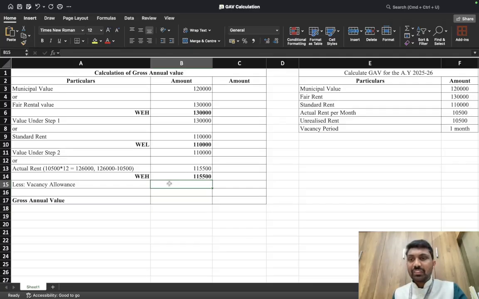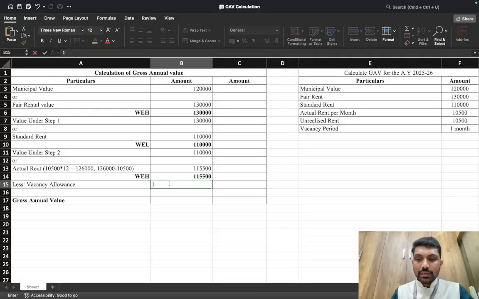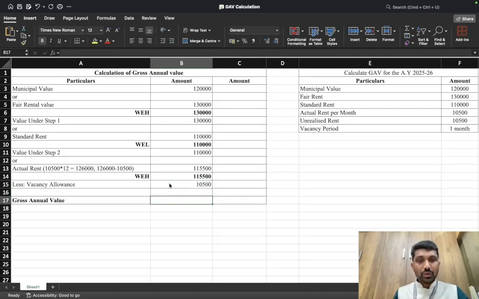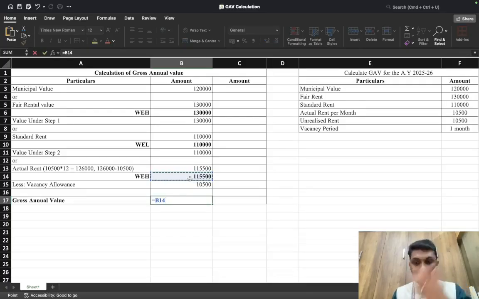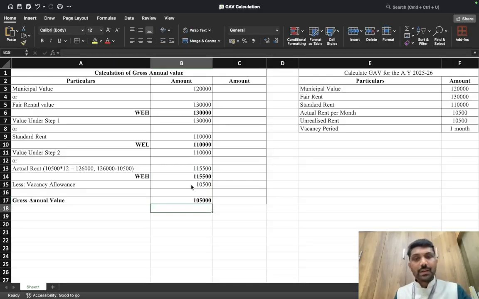So in this question, a vacancy period of 1 month is given. So 1 month rent we can minus over there. That will be 10,500. And what is the final answer, gross annual value? From the top value we have to minus the vacancy allowance, and whatever answer we are getting, it is coming around 1,05,000 rupees, which is the gross annual value of the house property.